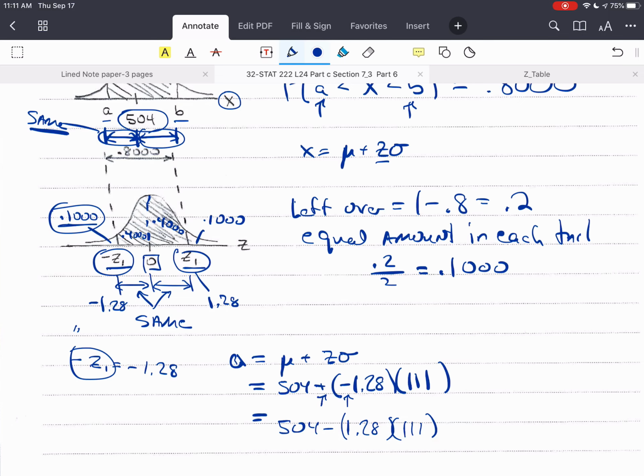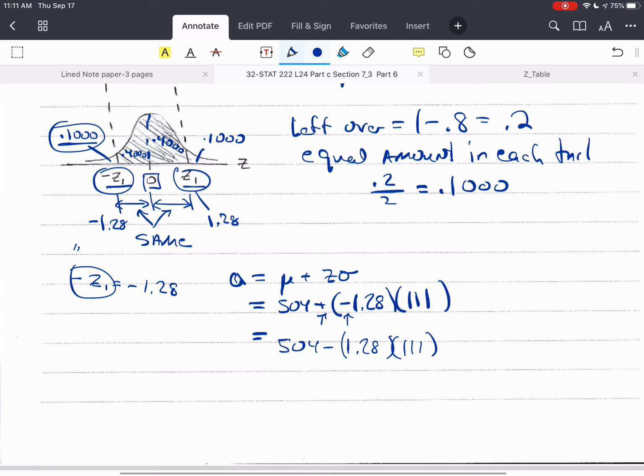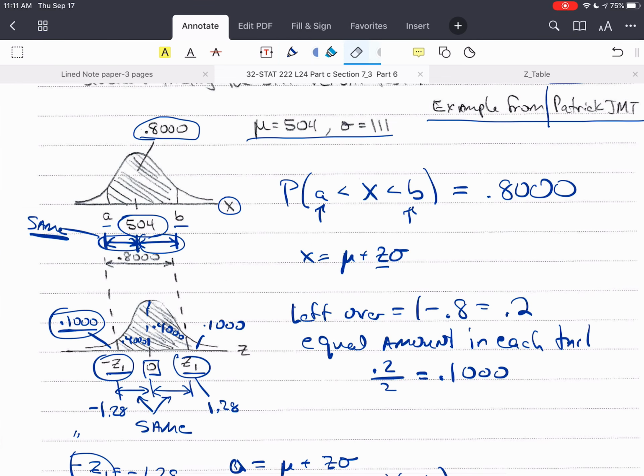All right, so the sign of the z changes that sign. So if z is negative, we're going to subtract. If z is positive, we're going to add. Minus 1.28 times 111. This is 361.92. So up here, I'm going to clean this up a little bit. So A is 361.92. Now, I could round this to a whole number. I'm just going to leave it like that.